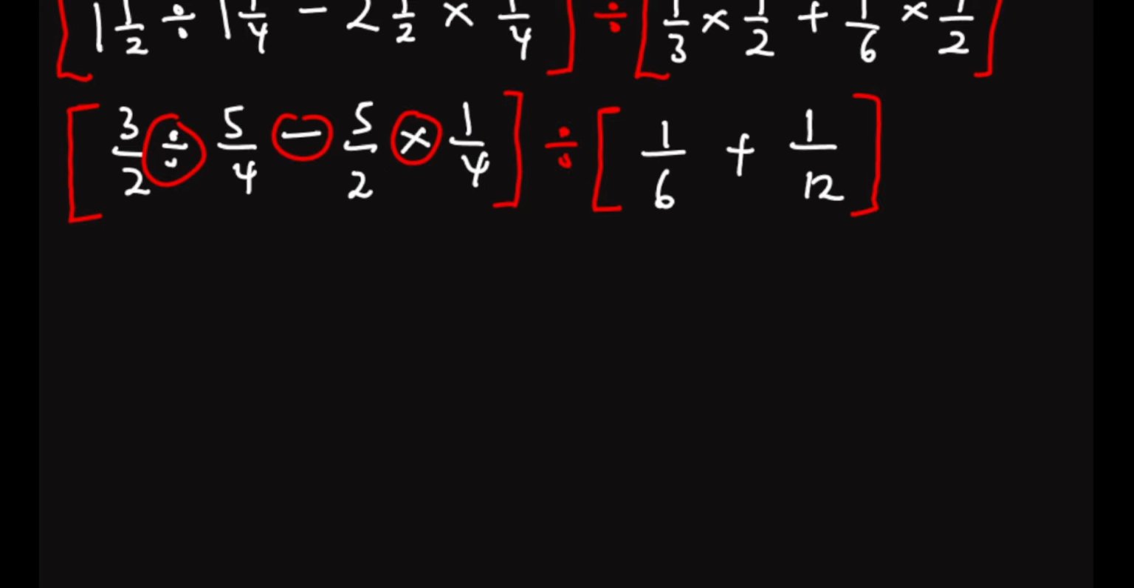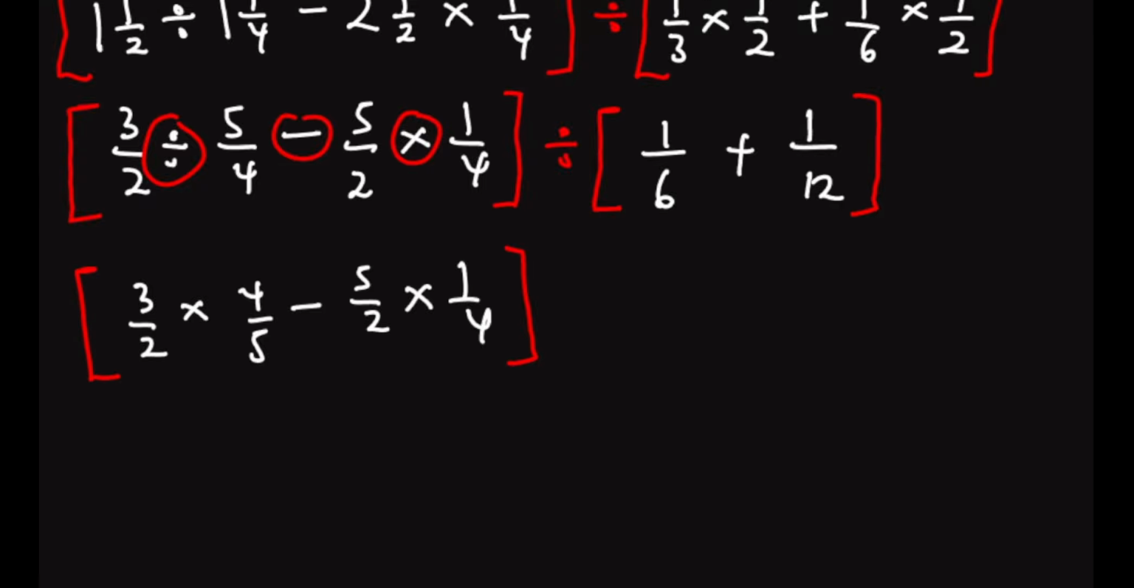So this is going to be equal to 3 over 2. We know how to change this, right? So times 4 over 5, then minus 5 over 2 times 1 over 4. Then we go ahead and close the bracket. Then divided by, open brackets, we have 1 over 6 plus 1 over 12. Then we close the bracket.